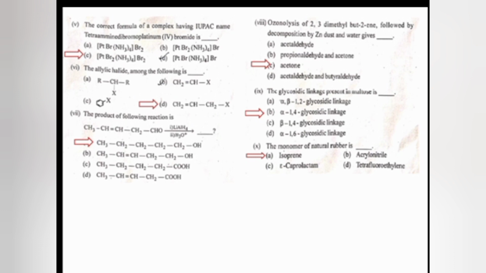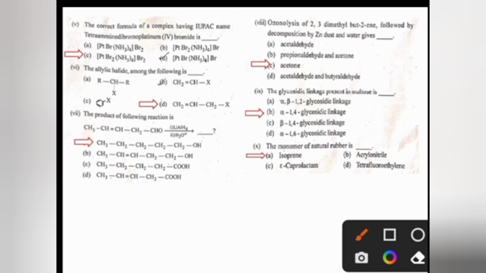Then next one, allylic halide. We know that an sp3 hybridized carbon next to an sp2 carbon is called allylic carbon, and this position is called the allylic position. The next one, LiAlH4. LiAlH4 is a strong reducing agent, which reduces both the double bond and the aldehyde group. Next one, ozonolysis.